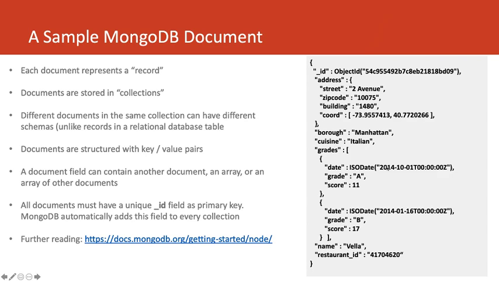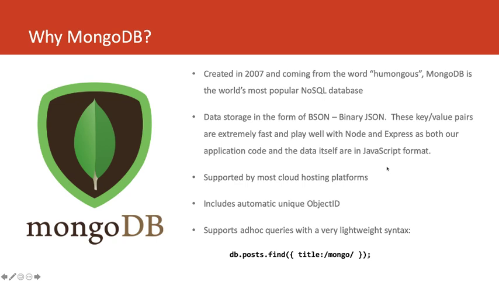Now, when we create a date in JavaScript and insert it into MongoDB, it will automatically handle the date conversion for us. We don't have to worry about converting it into their format. It just does it for us. So MongoDB was created in 2007, and the name comes from the word humongous. MongoDB is the world's most popular NoSQL database. And what's actually crazy is I can't believe that it was now that long ago.